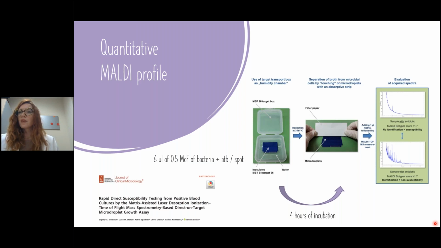So you can see that if there are no mass peaks, no growth, the MALDI Biotyper is unable to perform any identification, so the score will be under 1.7. But if there are mass peaks, the software will give you an identification result. So that is in line with being non-susceptible.